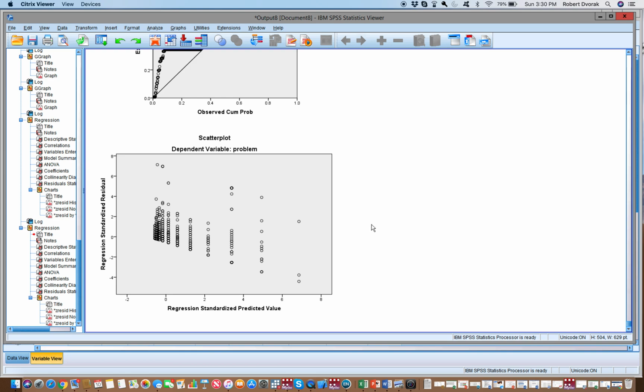Anyway, this was basic data visualization for initial regression analysis and trying to troubleshoot some problems that we might have.